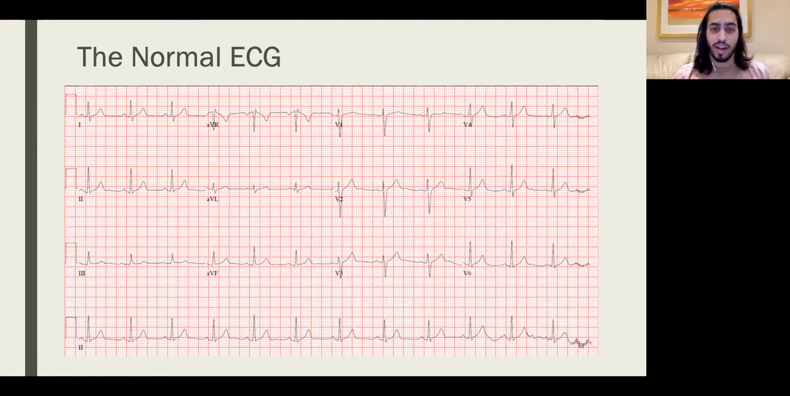QRS complexes are narrow throughout with normal amplitude. There is no ST segment elevation or depression in any of the contiguous leads. T waves are present with normal morphology throughout, and QT interval is not prolonged. In summary, this is a normal ECG of this patient. And that's basically how you do a formal presentation in your OSCEs or your PACEs of how to actually present an ECG.